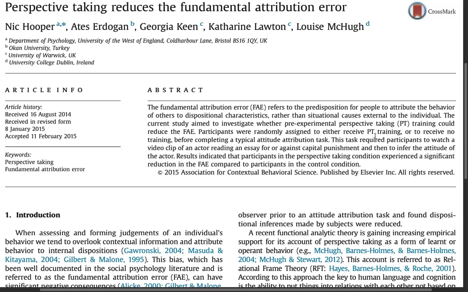And they even talk about what they did. So participants watched a video clip of an actor reading an essay for or against capital punishment. And then they had to infer the attitude of the actor. So they had to guess the attitude of the actor. And then they give you the results. So it says that people who did this perspective taking training, they did have a reduction in the FAE.